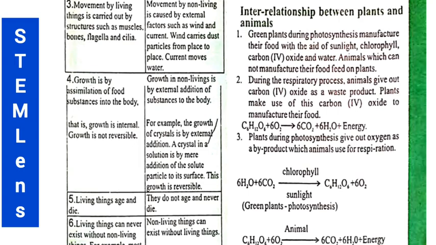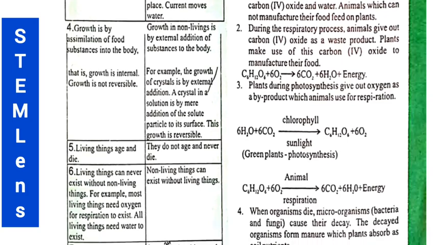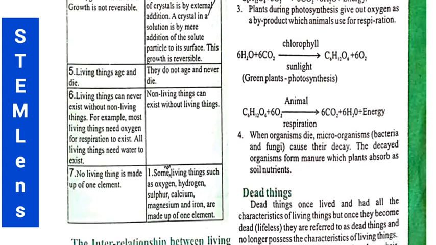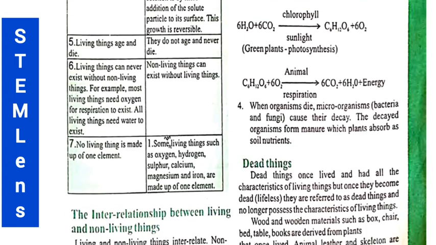Another instance, we have the respiratory process. During the respiratory process, animals give out carbon dioxide as a waste product. Plants make use of this carbon dioxide to manufacture their food. And during photosynthesis, these plants also give out oxygen as a byproduct, which animals use for respiration. Lastly, when organisms die, microorganisms such as bacteria and fungi cause the decay. The decayed organisms form manure, which plants absorb as soil nutrients, and there is also a release of gases.